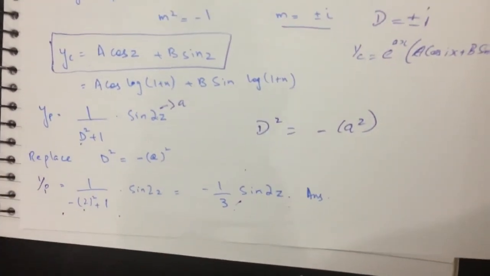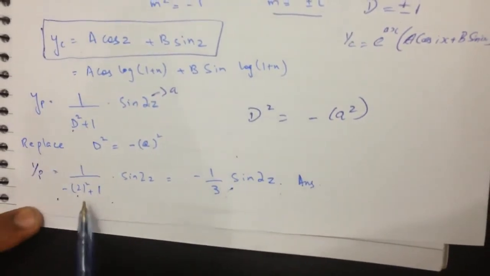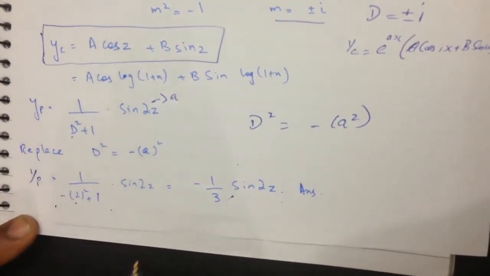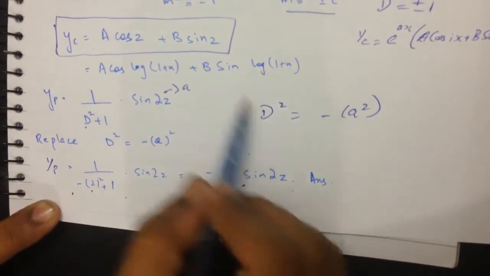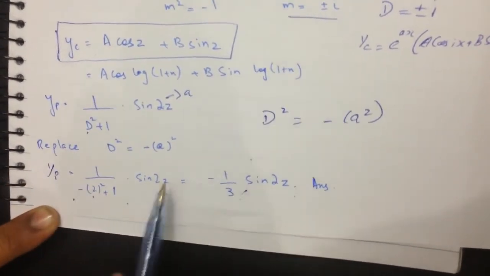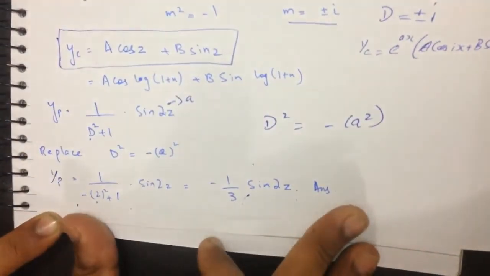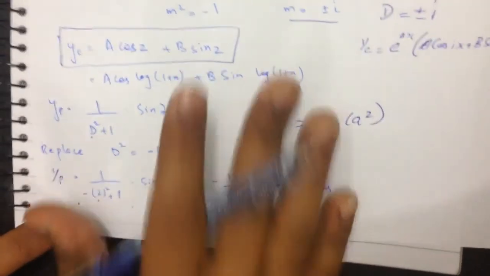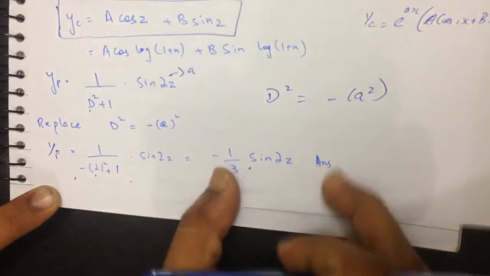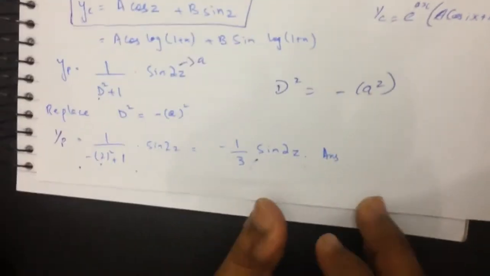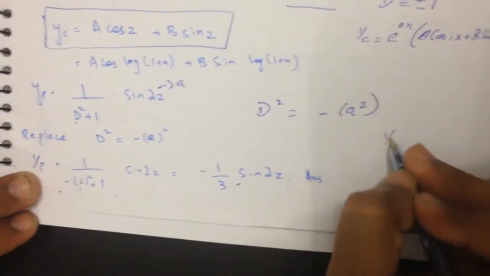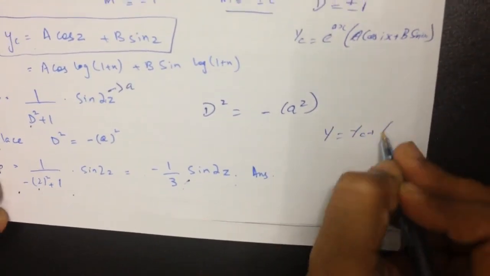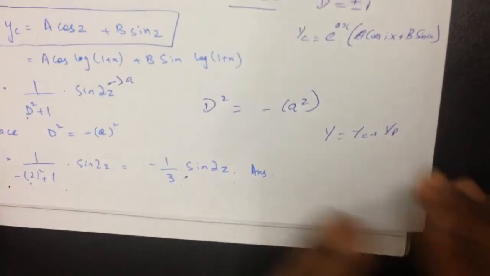One more thing. If the denominator of this expression turns out to be 0, then we differentiate this whole equation again and solve for yp in the same sense. And again, if it turns out to be 0, then we take a third differential and solve again. This is yp and this is yc. And then we have y equals yc plus yp, which is the final solution of this question.